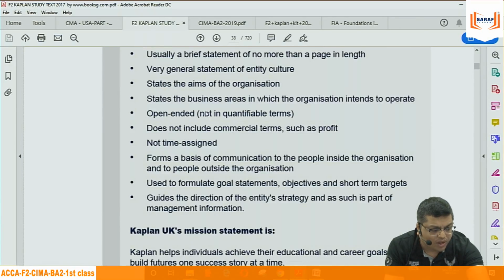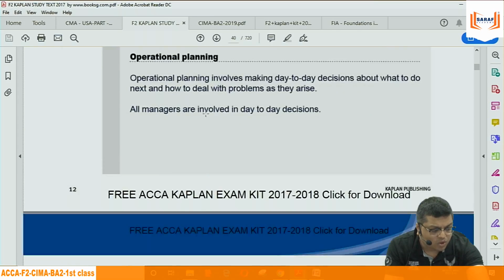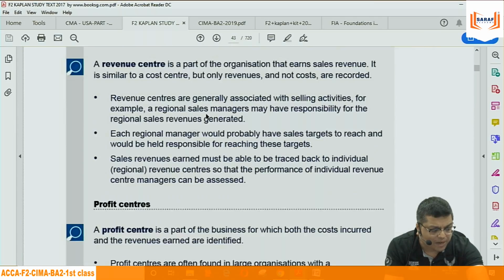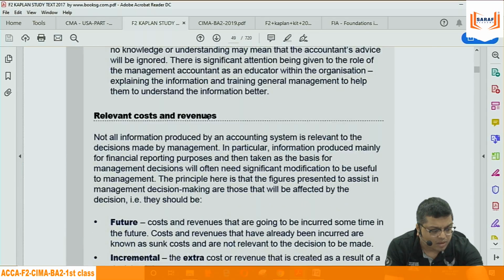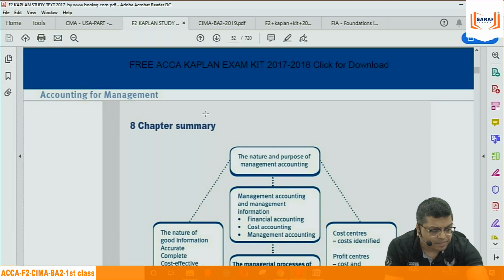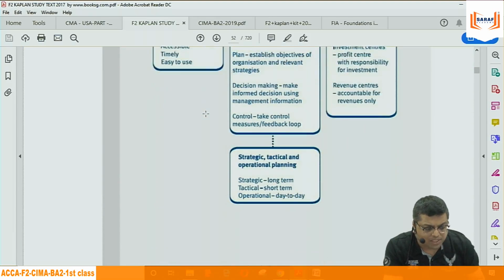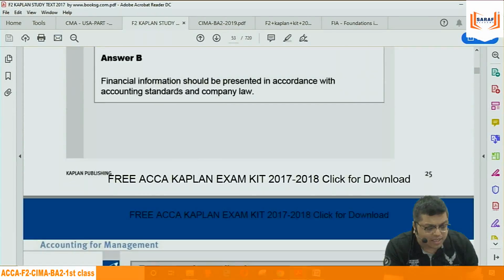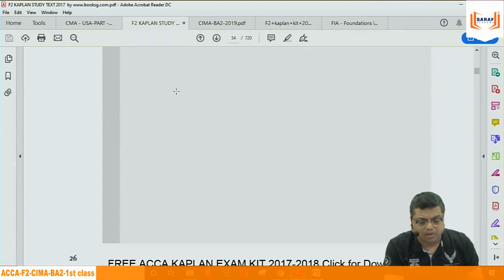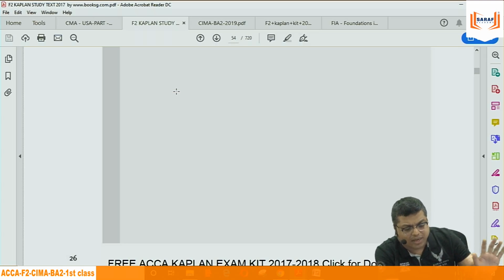When a topic is over, then at the end of the topic, they are giving the summary of the topic. This is the chapter summary, the first chapter summary. And then all the test your understanding answers are there at the end of the chapter. For every chapter, I can say that around 5 to 10 test your understanding questions are there, depending upon the things which are included in the chapter.